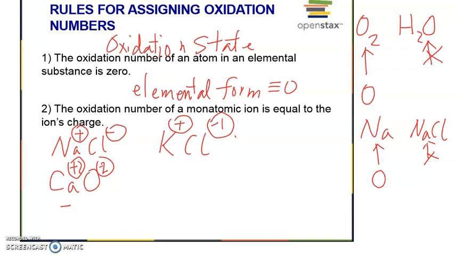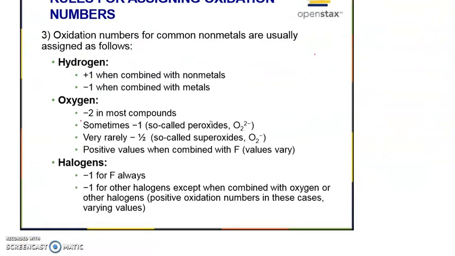Let's go to rule number 3. It says, for hydrogen, when it combines with a non-metal, the oxidation number will be positive 1. Let's look at an example. Hydrogen with a non-metal, let's say hydrochloric acid, chlorine is a non-metal. In a combination like this, hydrogen will be positive 1. And because the whole thing is neutral, chlorine will be negative 1.